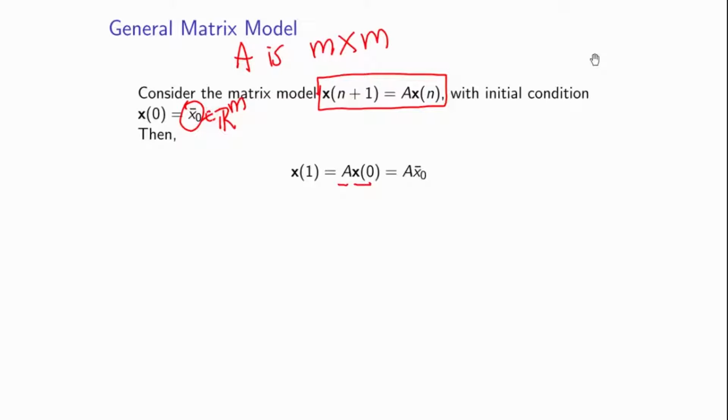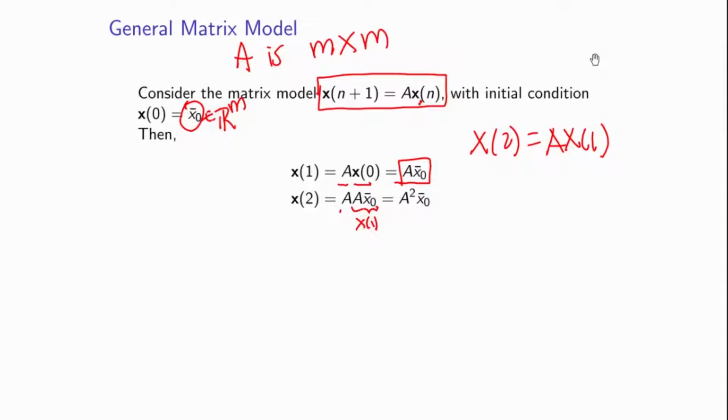Then we're going to compute x2, and x2 will be A times x1, right? According to this rule, x2 is A times x1. But it so happens that x1 is A times the initial condition. So here we have A times this portion, which is x1, and x1 is A times the initial condition. That means that we have here A squared, meaning A times A.